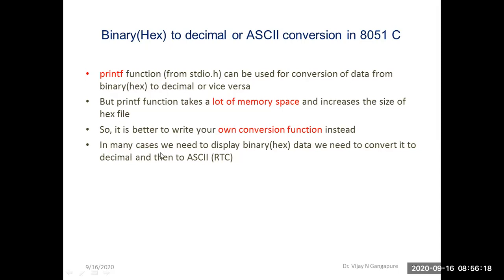In many cases we need to display binary data, so we need to convert it to decimal and then to ASCII. Whatever commands you give to an embedded system, or whatever that embedded system will display on its display, will be in ASCII. So whatever internal binary numbers we have, we have to ultimately convert to either decimal or ASCII so that they can be displayed properly on the display of the embedded system, that is the application.